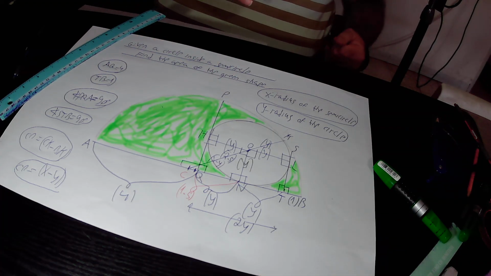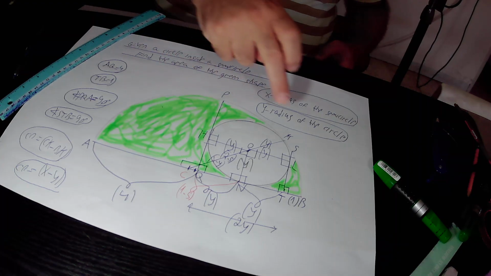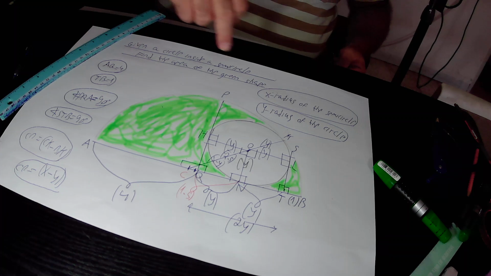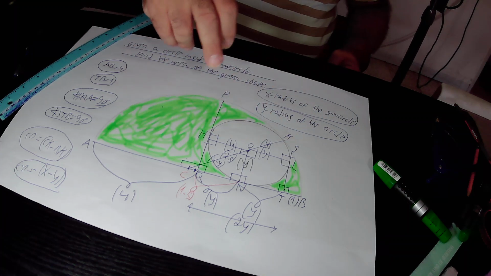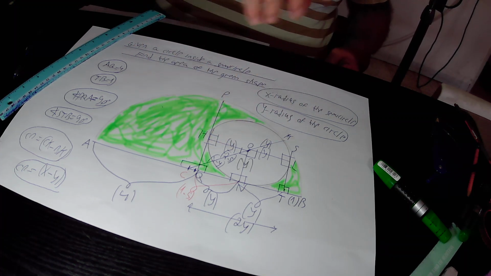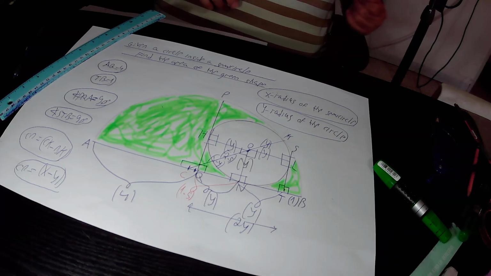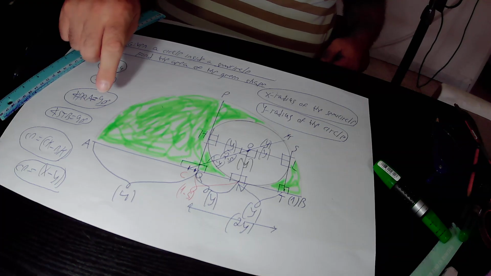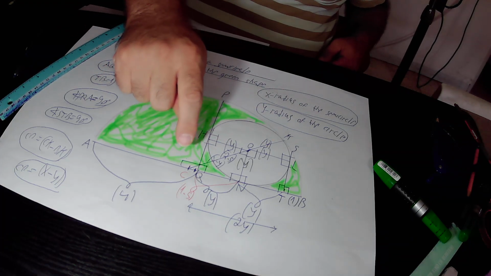Again, our task is to find out the area of this green shape. So first of all, we define the radius of this big semicircle as x and the radius of this small circle as y. In addition, we define the center of this small circle as point O. We define the center of this big semicircle as point C.